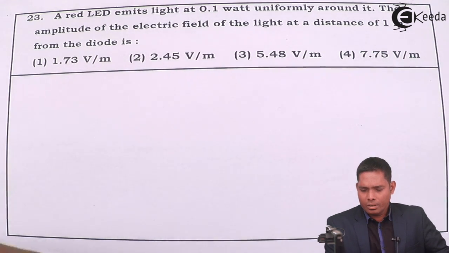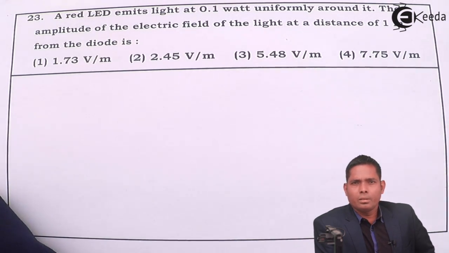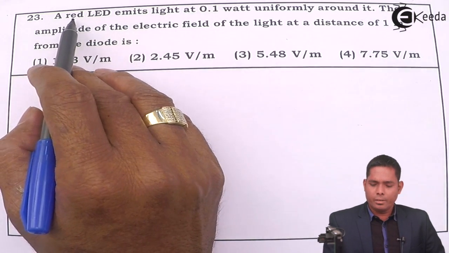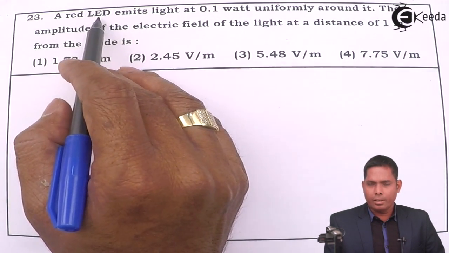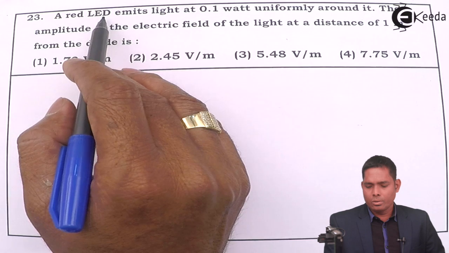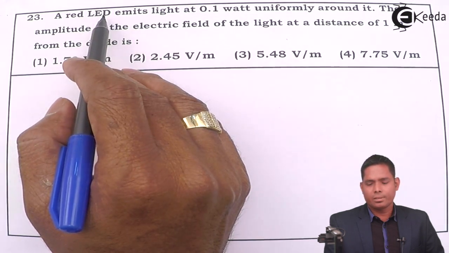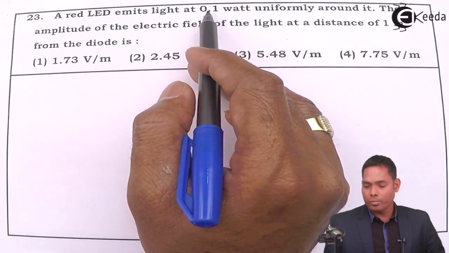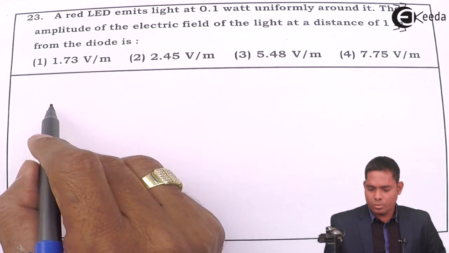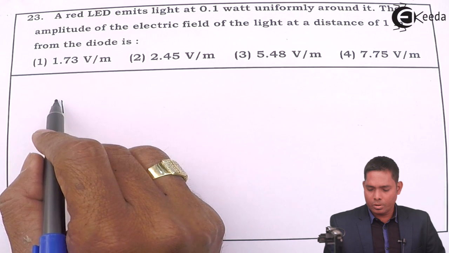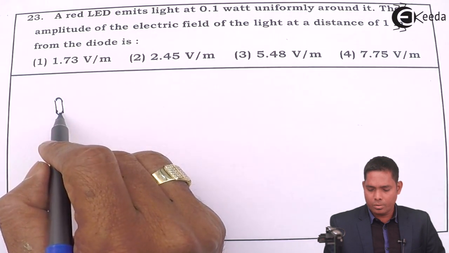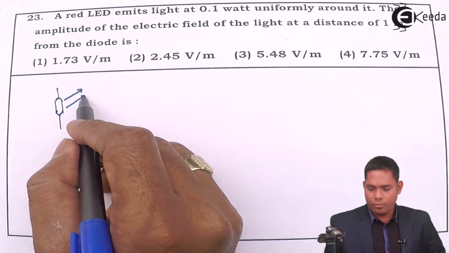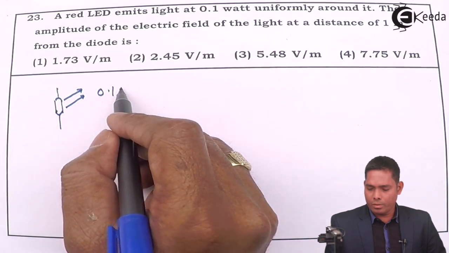Students, let us solve the next question. Question number 23. The question says a red LED emits. LED is a light emitting diode, which is a semiconductor device. So it emits light at 0.1 watt. So suppose this is a diode which emits light of 0.1 watt.